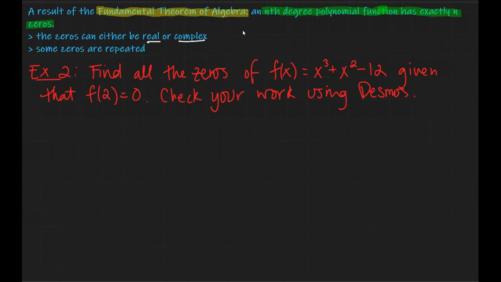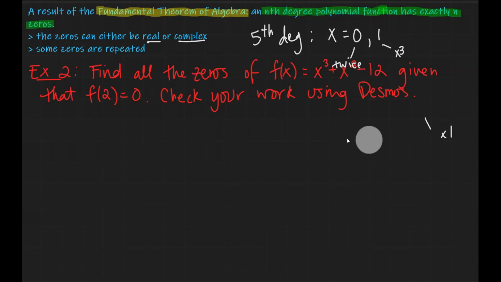Sometimes I'll have a 5th degree polynomial, and my only solutions are x equals 0 and 1. Well, that means that 0 was repeated twice, and this can be in any order, and then 1 is repeated 3 times. And it could be the other way around. I could have 0 happen 4 times and 1 happen 1 time. So it really just depends on the graph. We'll look at a few cases of that.